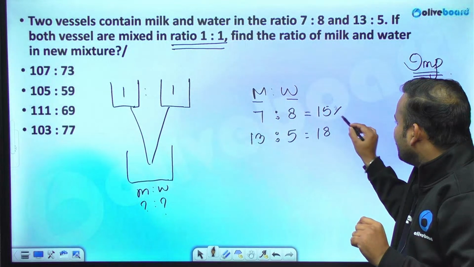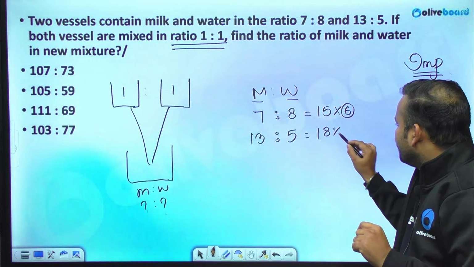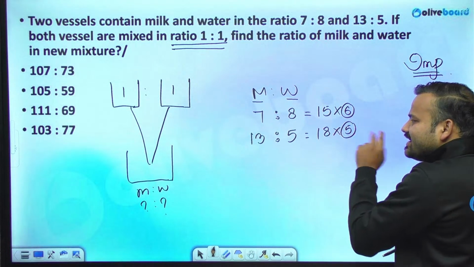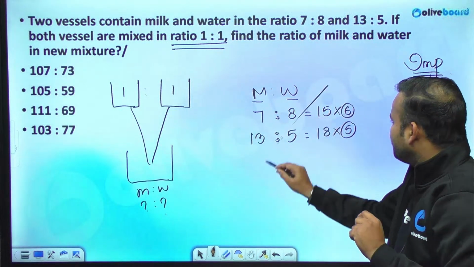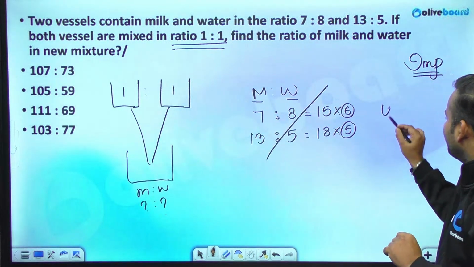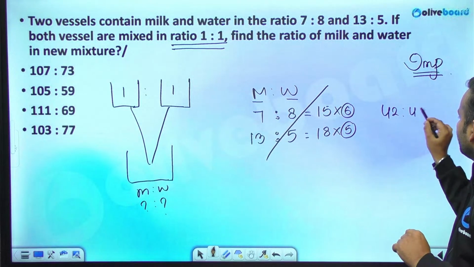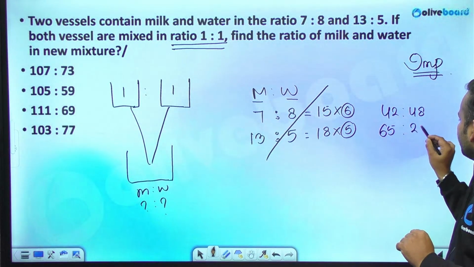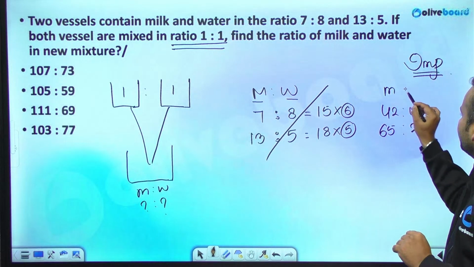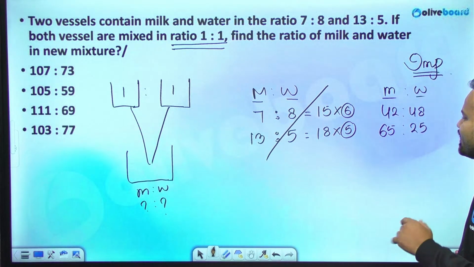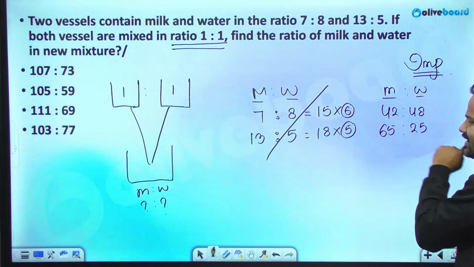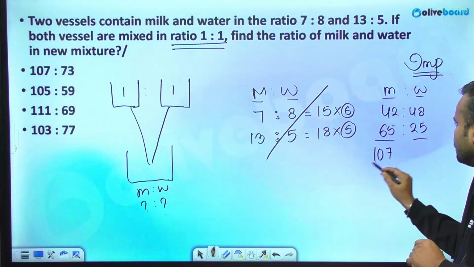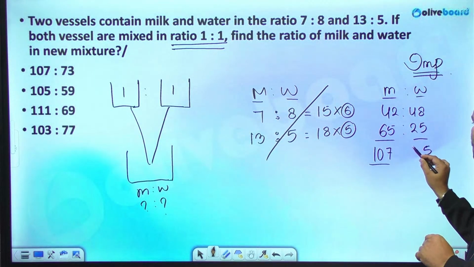By making the volume 90, multiply this by 6 and this by 5. By doing so, this becomes 90 and 90. The moment I multiply this by 6, this will be 42 and 48. And this will be 65 and 25. So the moment I have done this, the volumes of both the containers become equal, that is 90 and 90. Now add this particular ratio, this is 107 and this is 73.